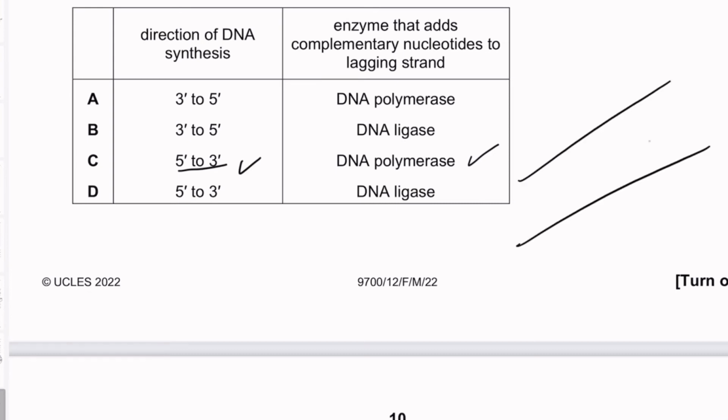So on the lagging strand, there will be some fragments that are not complete, and DNA polymerase is going to be adding nucleotides to these fragments, but it's not going to seal the bonds between them. DNA ligase comes in and seals these bonds between the fragments, but not between the nucleotides, unlike DNA polymerase, and that's why the answer is C.